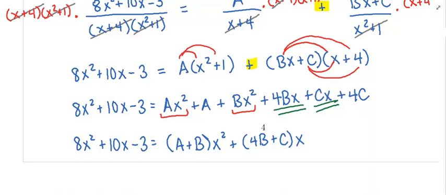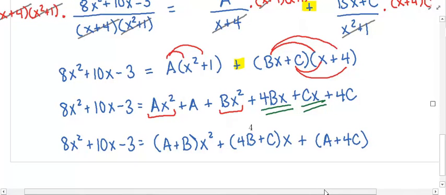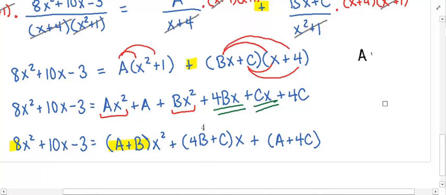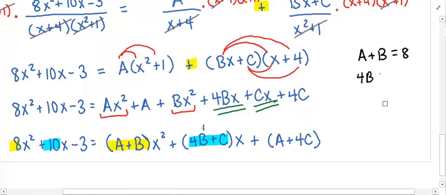And then what's remaining are just constants. So I'm going to lump these guys together. So a plus 4c is going to be the constant here. And now we can compare to the left side of the equation. Whatever is in front of the x squared on both sides has to be equal. So this is going to tell us that a plus b has to equal 8. And then what's in front of the x's has to be equal. So we're going to get that 4b plus c has to equal positive 10.